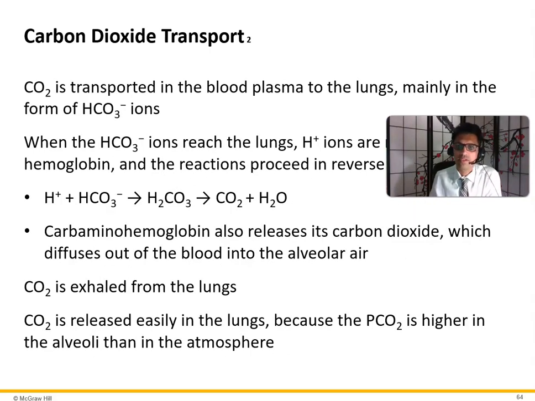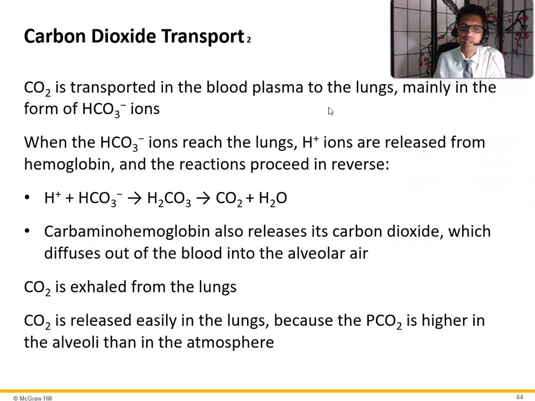So carbon dioxide is transported in the blood plasma to the lungs, mainly in the form of bicarbonate ions. When the bicarbonate ions reach the lungs, hydrogen ions are released from the hemoglobin, and the reactions proceed in reverse. So then the hydrogen that took a ride with the hemoglobin is going to match up with his buddy bicarbonate, and then they're going to make H2CO3. And what we're going to do is we're going to breathe out carbon dioxide and water.